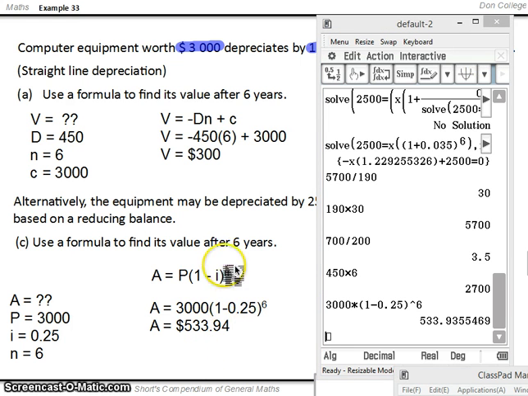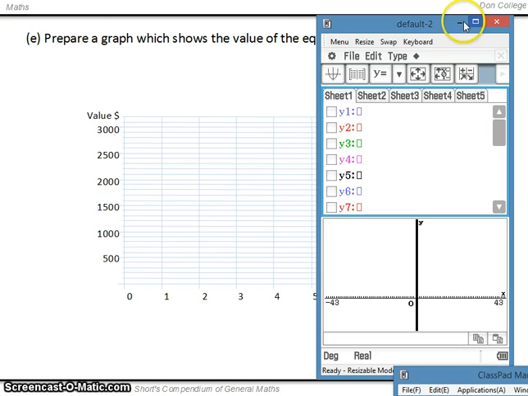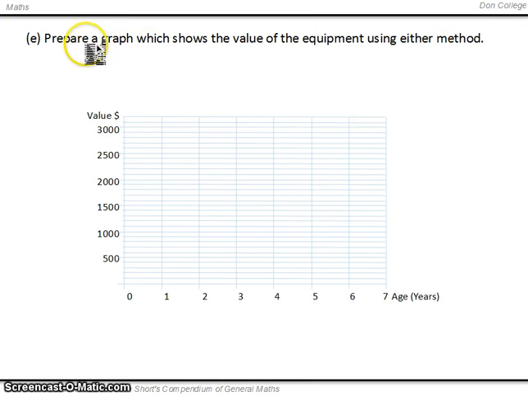So you can see, using the reducing balance, it was worth more at this stage than it was using the straight line. Which one you would choose would depend on what you want, an asset that's worth more money or an asset that's worth less money. Okay, now we're going to prepare graphs of both of those, and I'm going to get you to use your calculator to draw them first, and then we'll put it onto this diagram here.